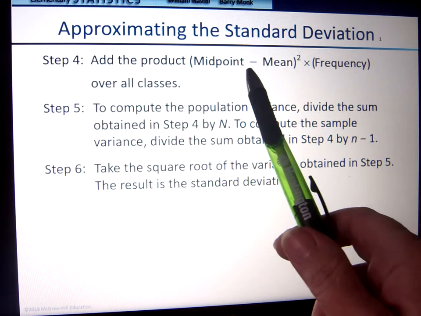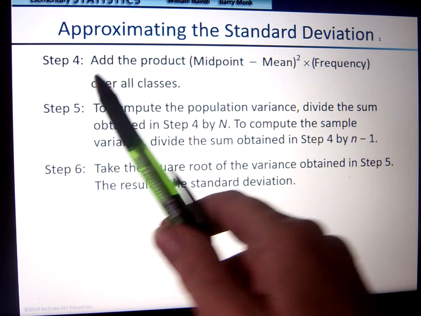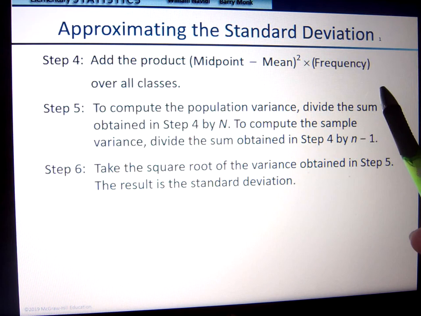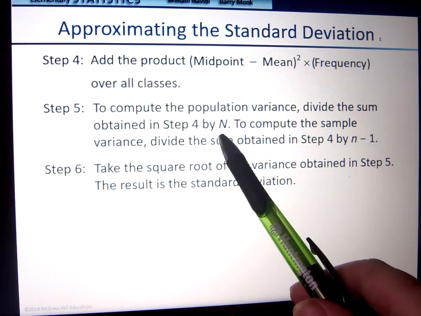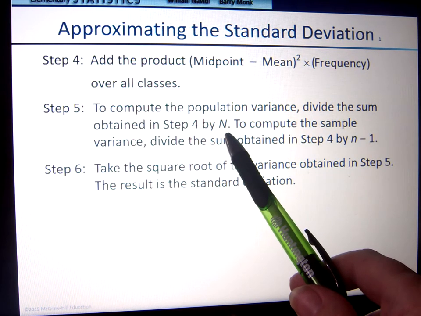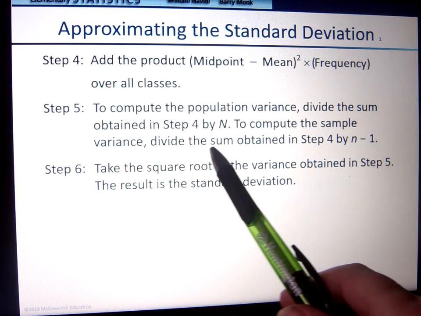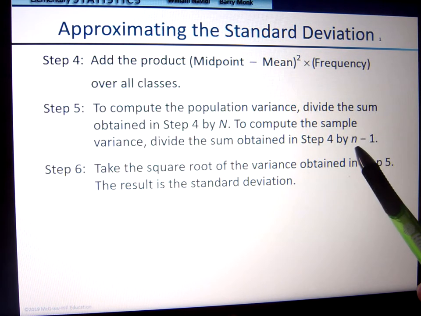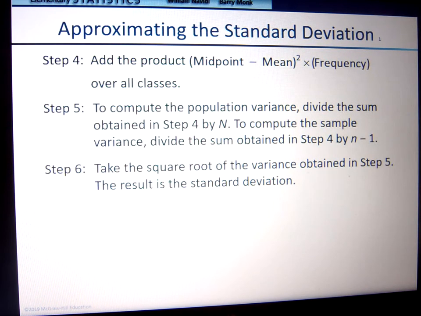Once we do that, we're going to take the product and add them all together. We're going to take the sum. Compute the population variance by dividing in step 4 by uppercase N, that means it's the population. Compute the variance for the sample by dividing by N minus 1, however many are in your sample, minus 1. Finally, we're going to take the square root of that variance to get your standard deviation.